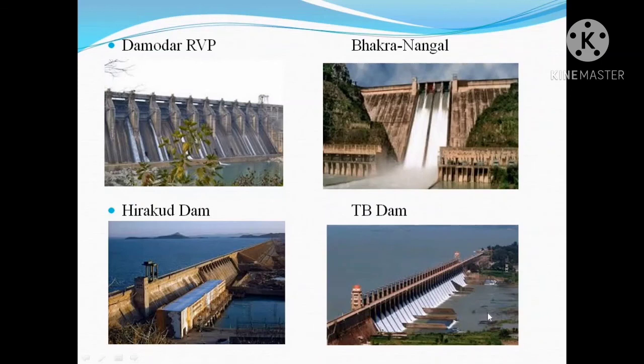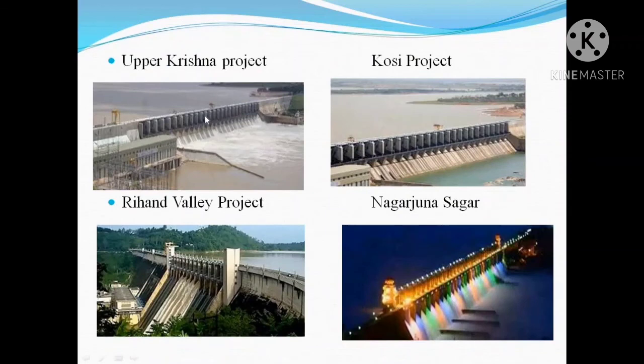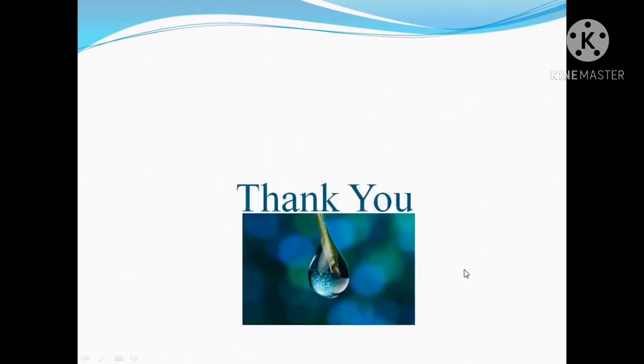Yes, yeah. So here you can see it is the Damodar River Valley project. This is Bhakra Nangal, highest dam, and it is Hirakud Dam, longest. Yeah, and it is the TB Dam, Tungabhadra Dam. Yes, and it is Upper Krishna project, Kosi project, Rihand Valley project, Nagarjun Sagar, largest one, Nagarjun Sagar Dam. So these are the main multi-purpose river valley projects.